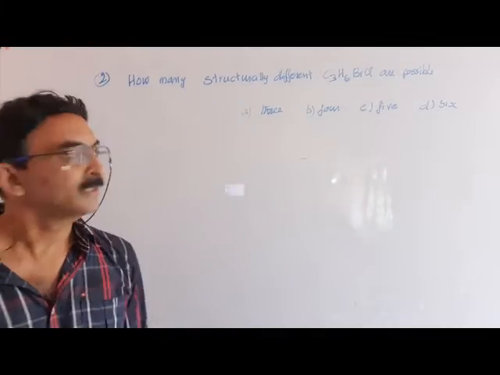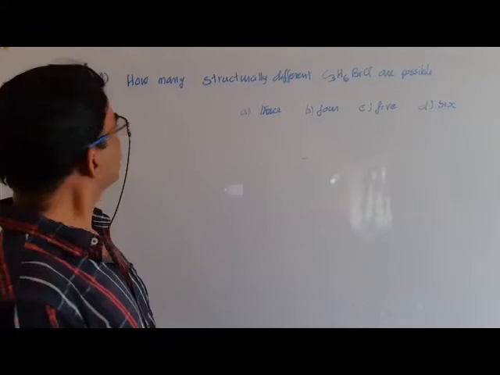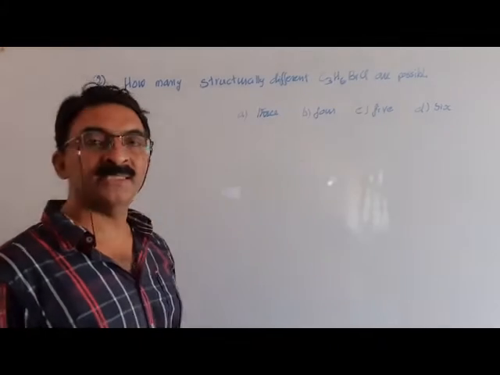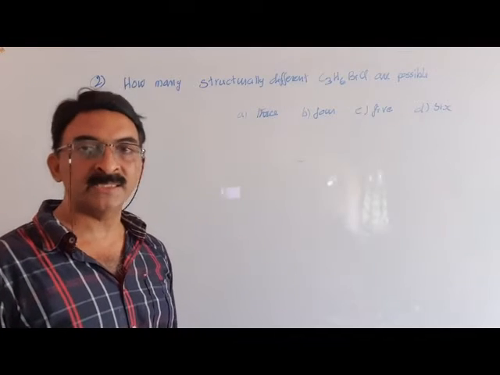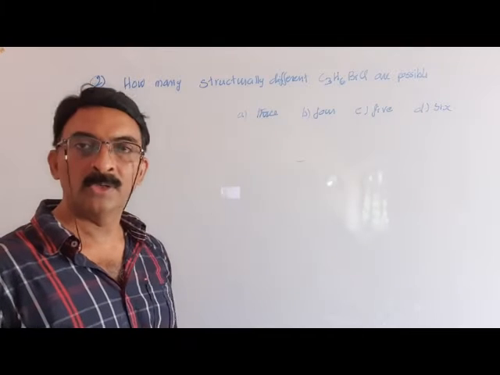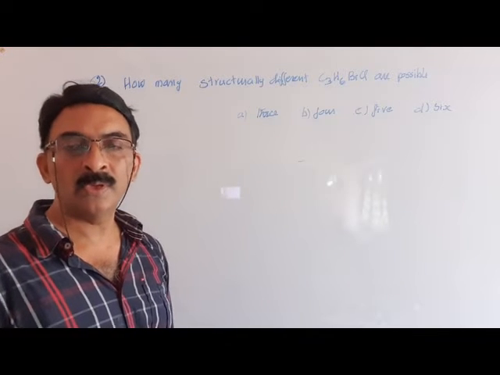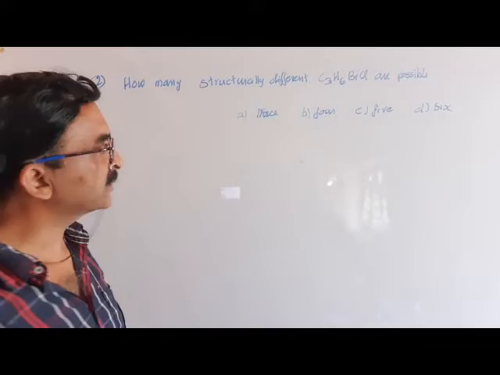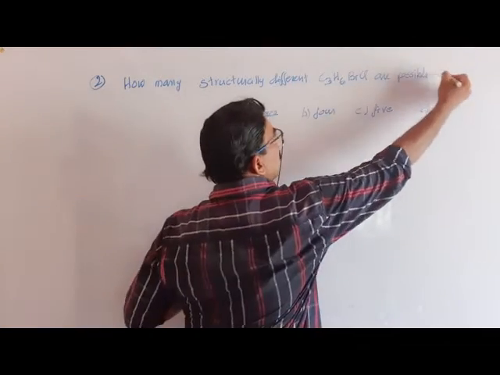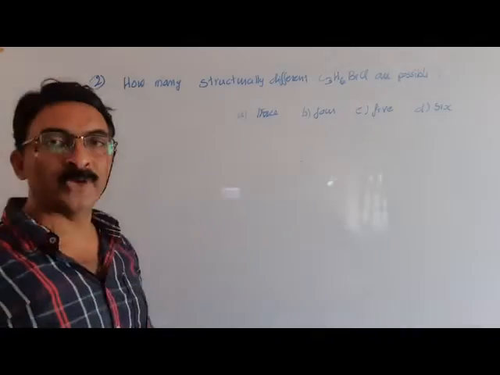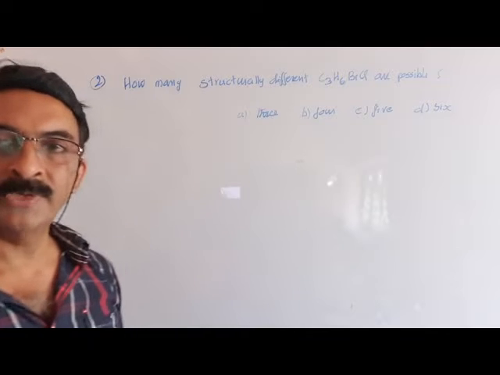The next question. How many structurally different C3H6BrCl are possible? So this is also a case to find the number of structural isomers. Given options are 3, 4, 5, 6. Please freeze the video and think.